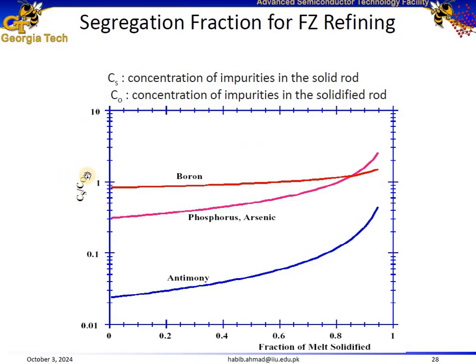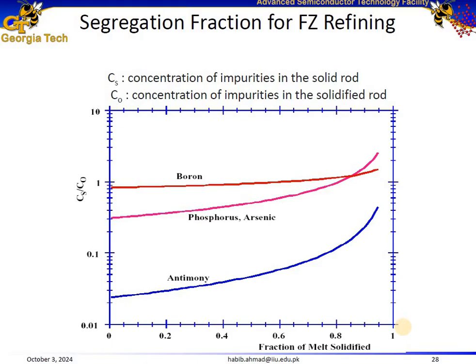So the y-axis, or the vertical axis, is CS divided by C0, the ratio of impurity concentration in the solid to the initial concentration of impurities. And the horizontal axis is the fraction of the melt solidified. So 0 means that we are starting with the polysilicon rod and then moving towards 1. 1 actually means that all the polysilicon rod has been converted to the single crystalline solidified rod.